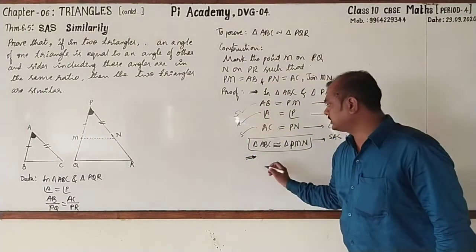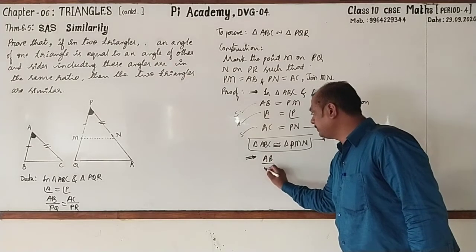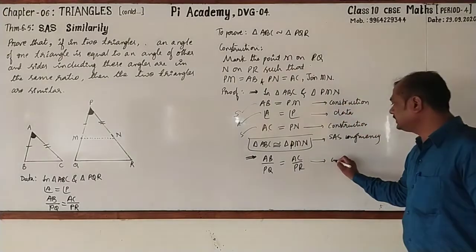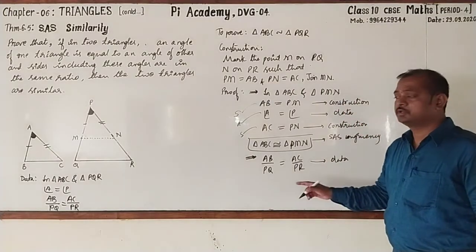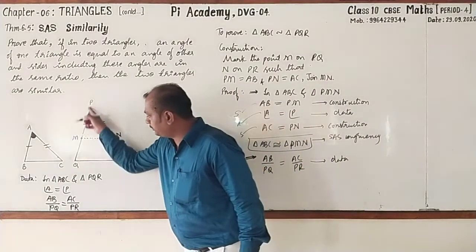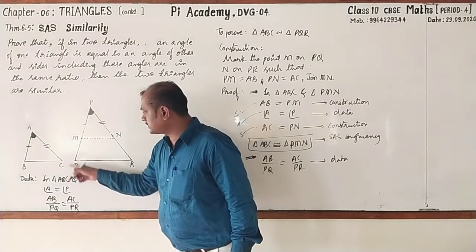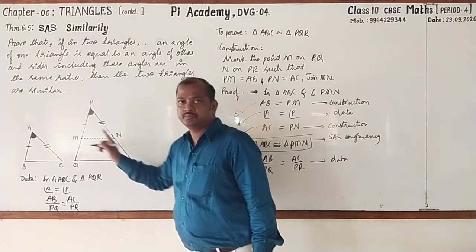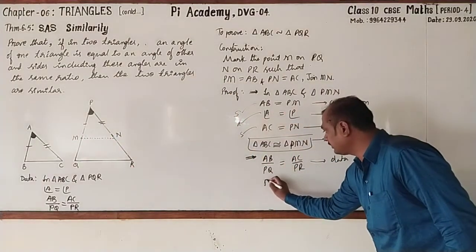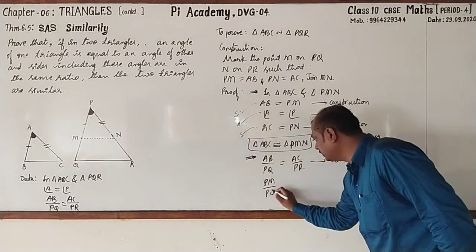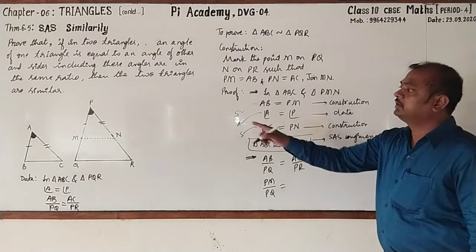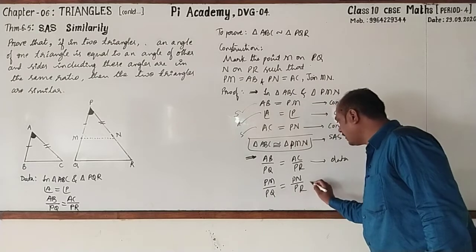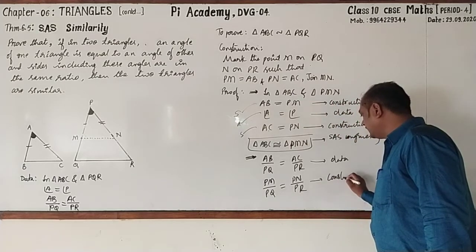I will write the given statement. They have given AB by PQ, which is equal to AC by PR. It is from data, right? AB by PQ equal to AC by PR. In place of AB, can we write PM? Yes. Therefore, I write PM by PQ. How do you write AC by PR? AC can be written as PN. PN by PR. This is again from construction.